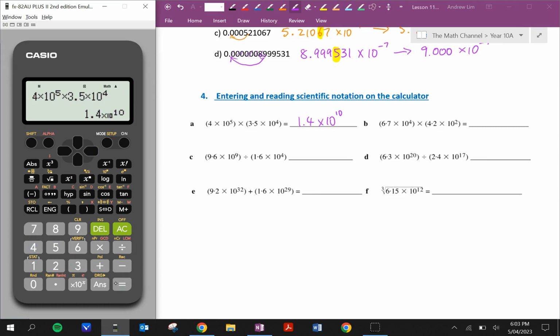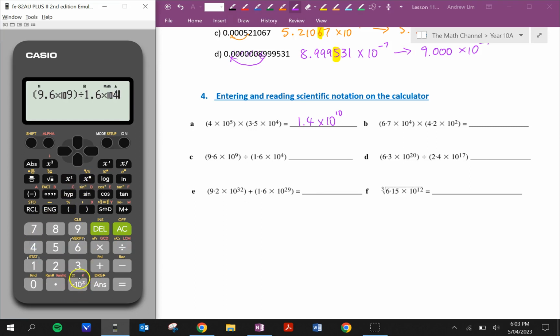Okay, now I know here there's brackets. If they're all times, you don't really need to type the brackets, but if there is a division or there's a plus sign or whatever, maybe it's best to play it safe and just use brackets. So for example, I'll do C with you, and then you can pause the video and have a go with the other questions. So here we got division, so I might just do that. 9.6 times 10 to the power of 9 divided by 1.6 times 10 to the power of 4.